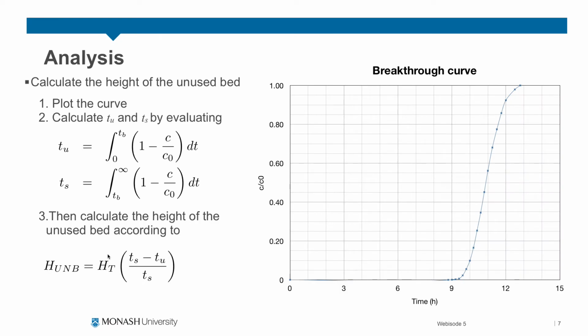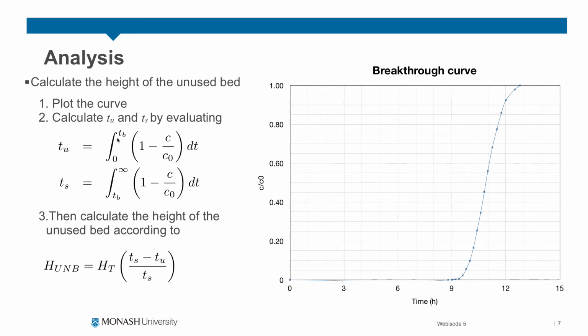The second step in the analysis is to calculate the height of the unused bed. So there's a few steps to that. First one is to plot the curve so we can see what it looks like, and then we need to calculate the time for the used bed and the saturation time, or the total time. And we do that by evaluating these two integrals.